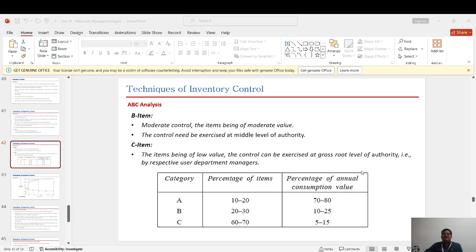So this is about the EOQ technique. By using this EOQ technique and analytical methods, we can find the economic order quantity. In the next lecture, we will discuss problems based on this. Thank you.